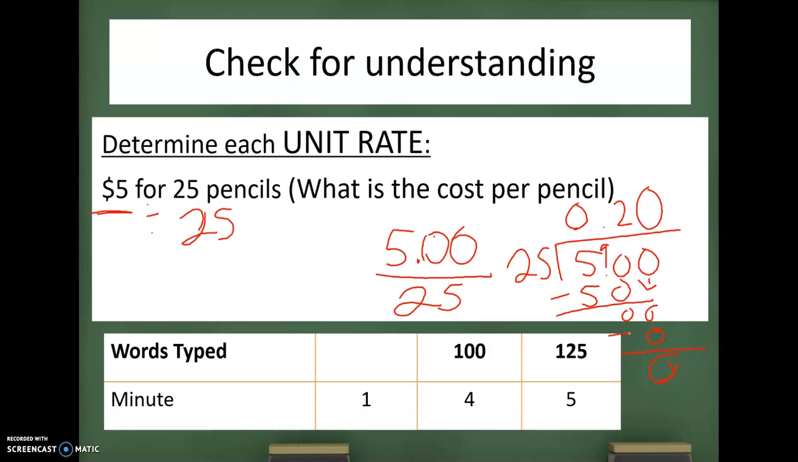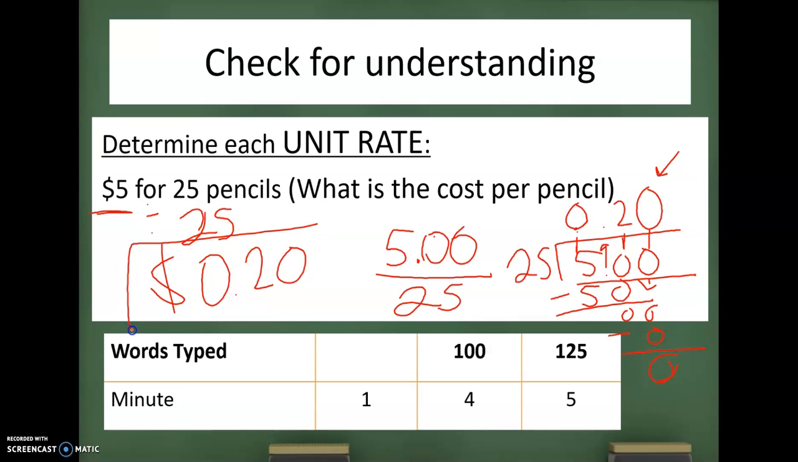And I have a number in my quotient above every digit in my dividend. So I can see that I have a 0 above my 5. I have a 2 above my 0. I have a 0 above my 0. I don't have any more digits in my $5, and I have the same number of digits or the same number of place values in my quotient. Remember, my quotient is talking about money. Every 1 pencil, the cost per pencil is 20 cents.